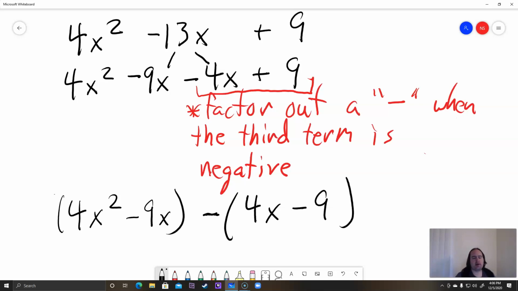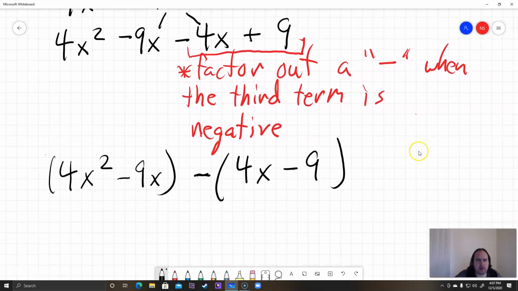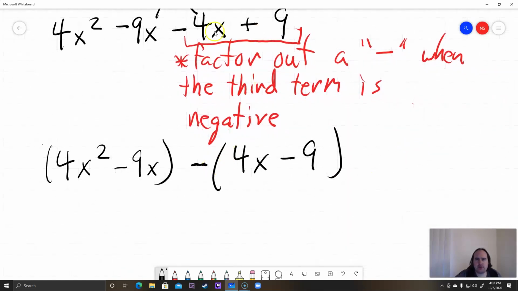Okay? And if you want to make it even better, you can actually factor out a negative 1. A lot of people do that, but I usually do that in the next step. So I'm going to show you the way I usually do it. There are obviously different ways of doing these problems, but you do need to factor out a minus if your third term is negative. Okay. And now we're ready to go ahead and factor by grouping.